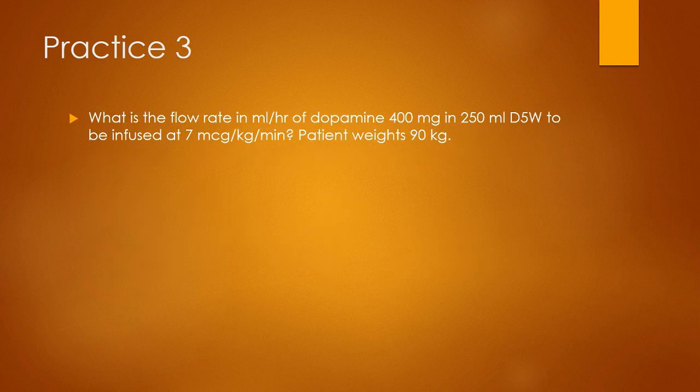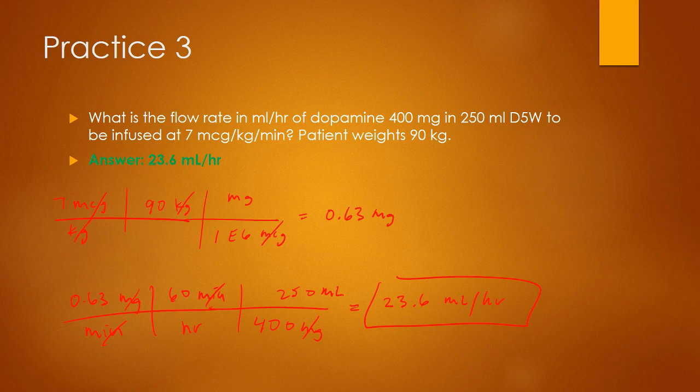Practice number 3. What is the flow rate in mLs per hour of dopamine 400 mgs in 250 mLs D5W to be infused at 7 mcg/kg per minute? The patient weighs 90 kilograms. Take some time to answer this problem. It's pretty complicated. Once you have your answer, click play. Did you get your answer to be 23.6 mL per hour?